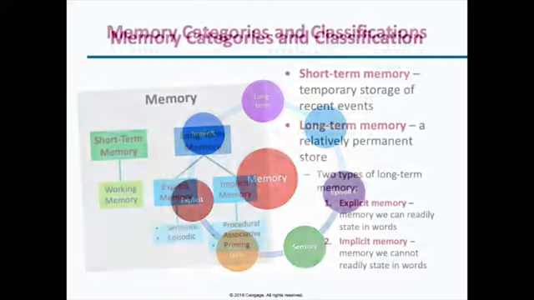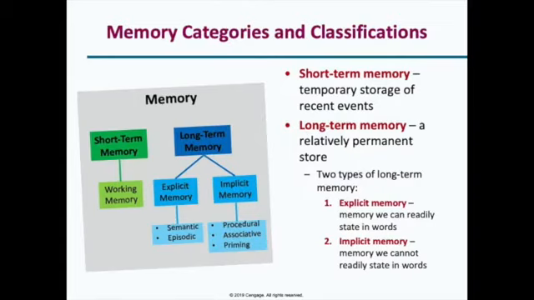Slide 21. Information processing theory distinguishes between short-term memory, temporary storage of recent events, and long-term memory, a relatively permanent store. For example, while you're playing a game, the current score is in your short-term memory, and the rules of the game are in your long-term memory. Long-term memory is further broken down into explicit memory, or memory we can readily state in words, and implicit memory, or memory we cannot readily state in words, each having further classifications, but we'll get into those in a moment.